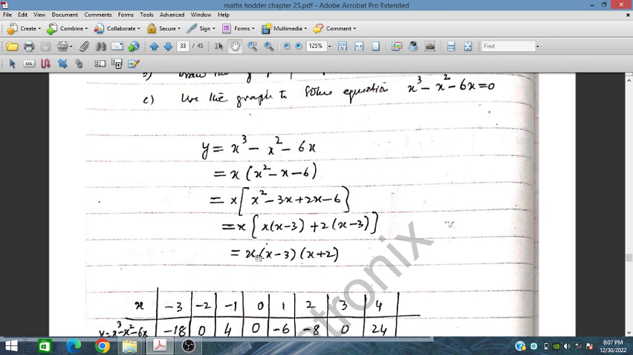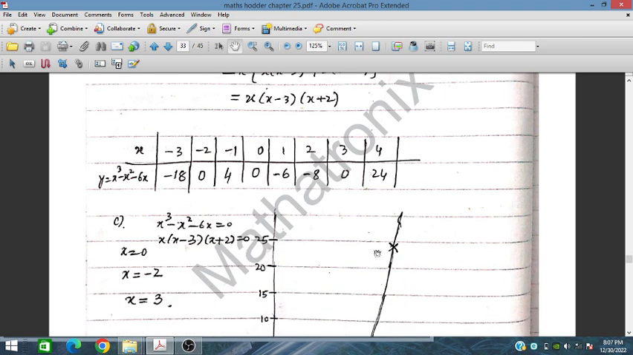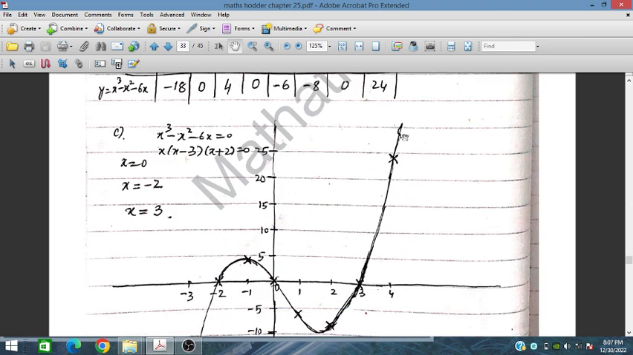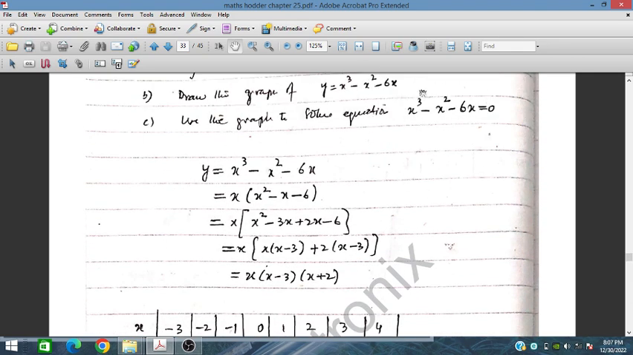So we factorize it as x times x minus 3 times x plus 2, and by substituting values of x from minus 3, minus 2, minus 1 to plus 4, the corresponding values of y are obtained here, and we plotted this here on this graph. And from this graph we have to find the solutions.